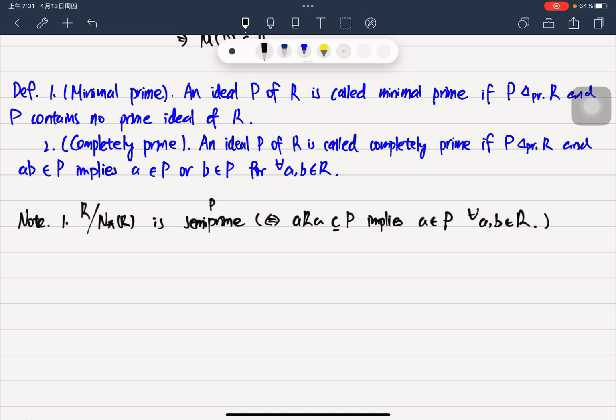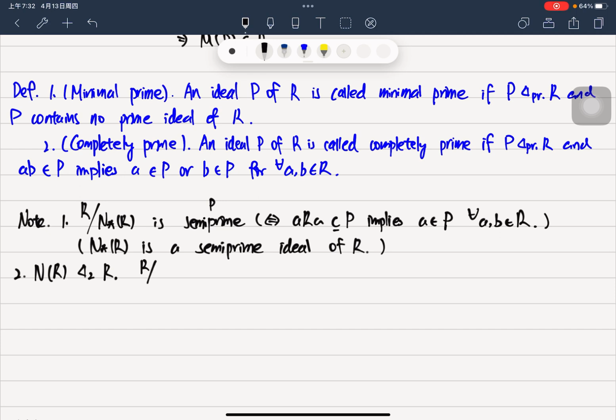That is because the lower star R, which we also call the prime radical, is a semi-prime ideal of R. Actually, this is the minimal semi-prime ideal of R. And the second thing is that if NR is an ideal of R, then this factoring is reduced.